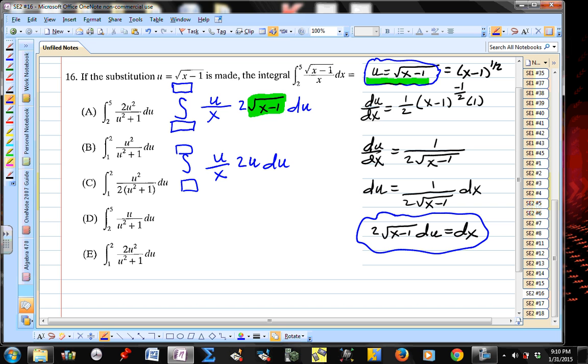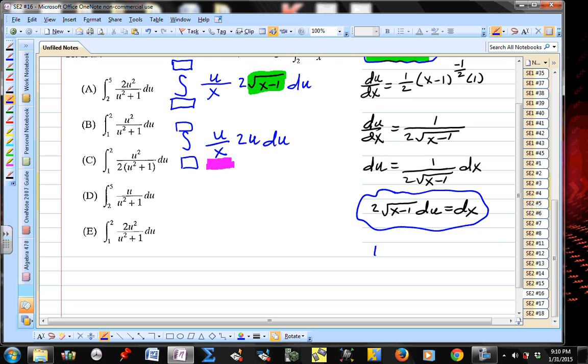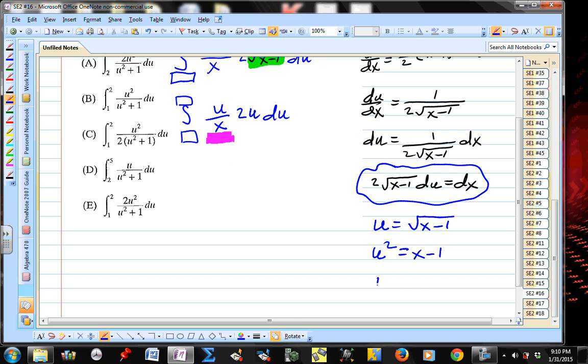Now the last thing for us to do is find a way to replace this x. And in order for that to happen, we're going to have to get x by itself. So let's take this statement that we have, that u is equal to root x minus 1, and let's get x by itself. We can square both sides, and then add 1 to both sides. So x is equal to u squared plus 1.